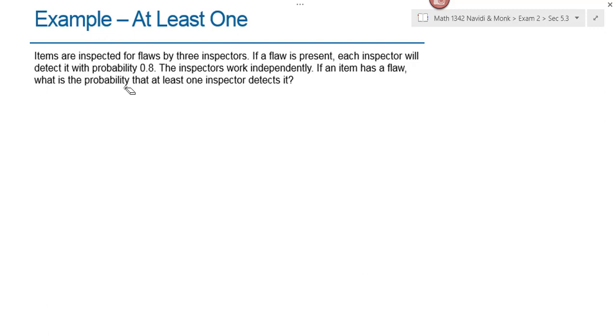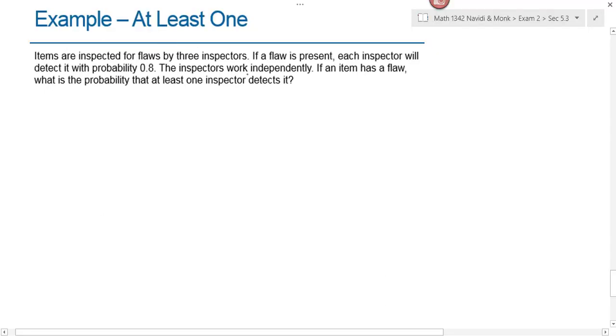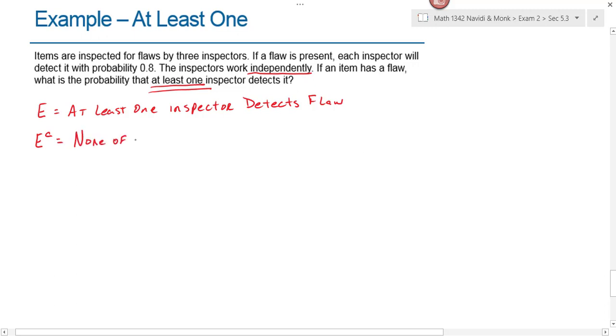The inspectors work independently. There's your key word. We're looking at independent things. This is a good thing. That means that probabilities are going to be easy to find. If an item has a flaw, what is the probability that at least one inspector detects it? So our event here is that at least one inspector detects the flaw. What would be the complement of our event in words? None of the inspectors detect the flaw.